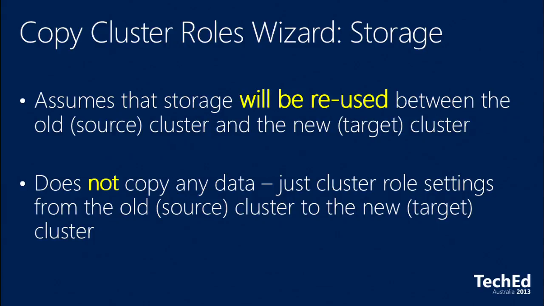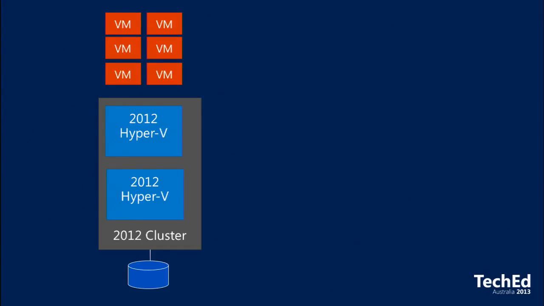So some assumptions. This does assume that you're not doing new storage. The copy cluster roles wizard assumes you're using the same storage and that your goal is to migrate everything across. If you're not using the same storage, that's when you need to be looking at things like storage migration. So for the process here, we're showing a 2-node cluster, but as I said, most common is 3-node.